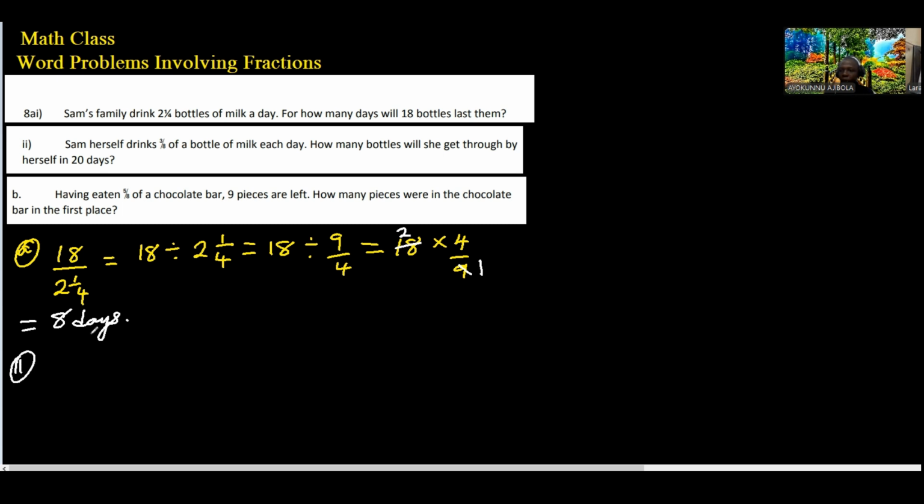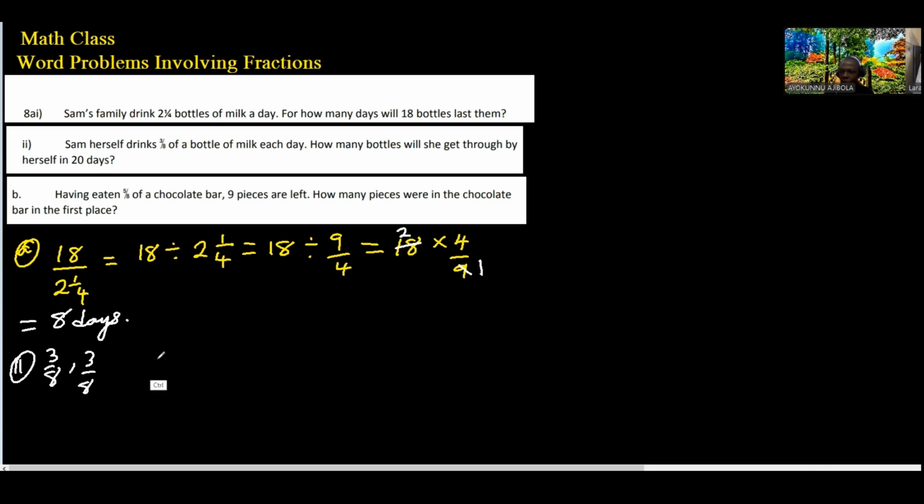Okay. Now, the second one. Sam herself drinks 3 over 8 of a bottle of milk each day. How many bottles will she get through by herself in 20 days? Okay, if she takes 3 over 8 of a bottle in one day, then in 2 days, it will need another 3 over 8, and in another day, 3 over 8. So in 20 days, it will need 20 of 3 over 8, right?